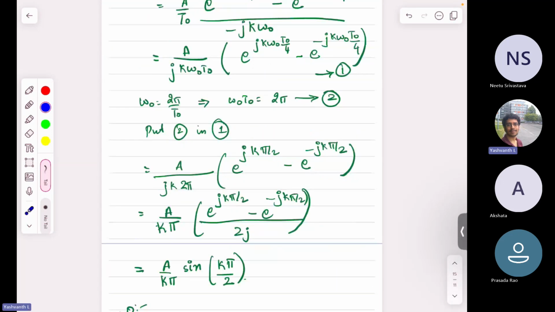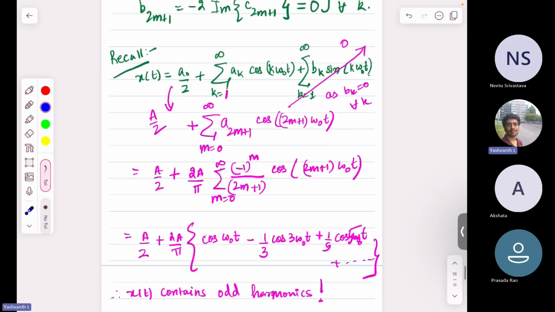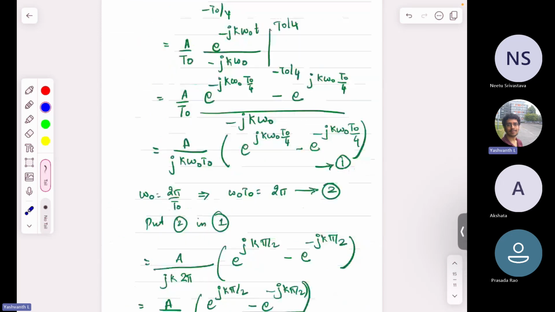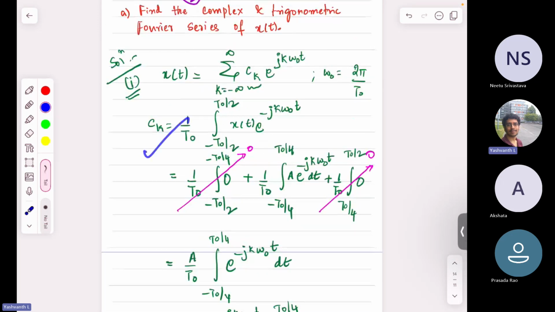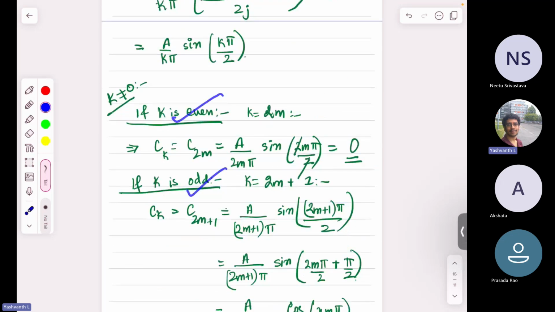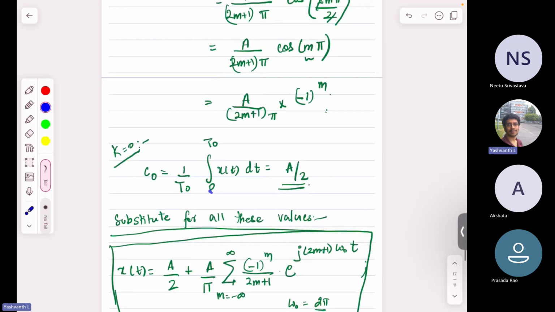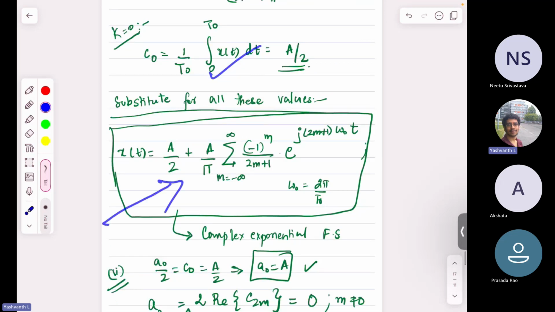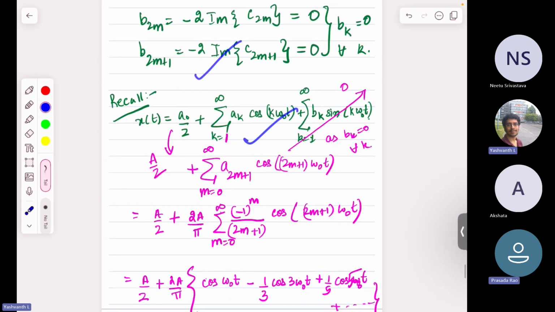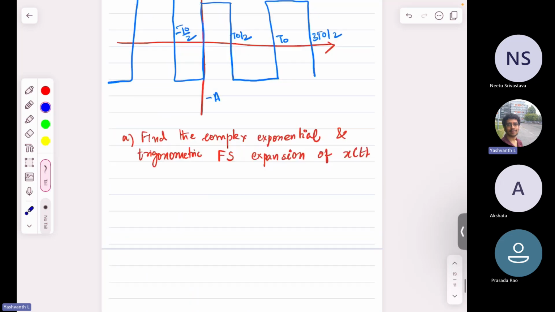So now what I'm going to show you is the answer to this question. You can always use this kind of method: find your CK using this integration method, then find for k even, k odd, and then for k equal to 0, and substitute it, and then you can find the Fourier series. Then you can similarly use the corresponding equivalence between CKs and AK, BK, and find all AK, BK, and again find the trigonometric expansion.